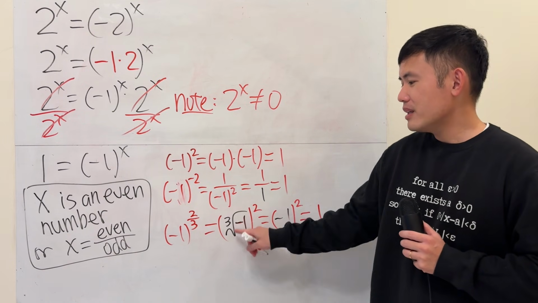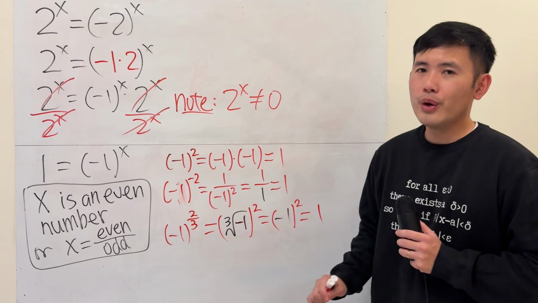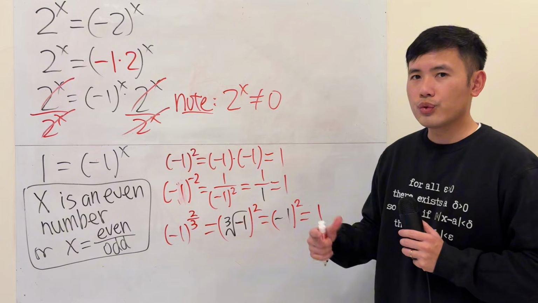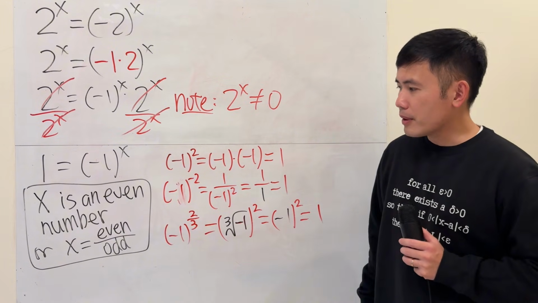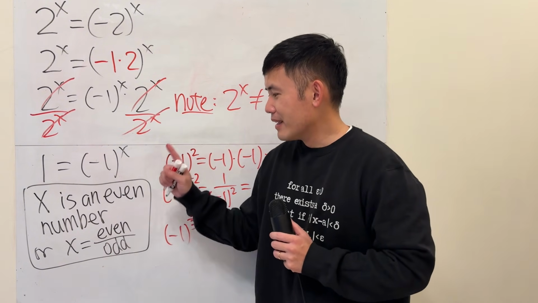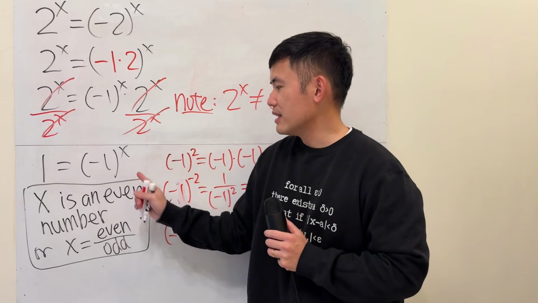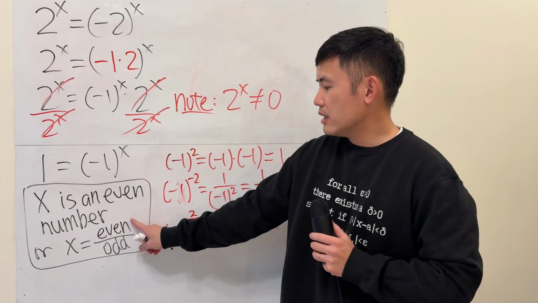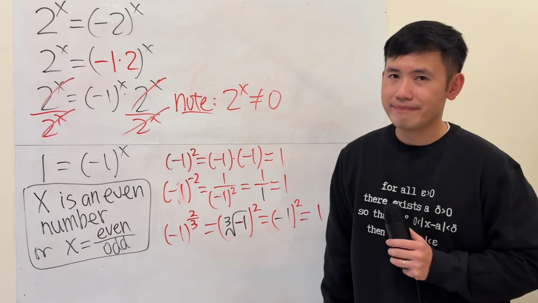Okay? And then right here, let's just stay with the real numbers. Even though some people may argue that we actually have 2 more complex solutions, let's not talk about that. Here are all the solutions. Either x is an even number or x is a fraction in the form that the top is even and the bottom is odd. That's it.